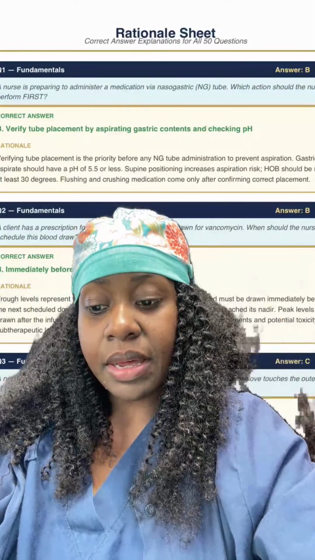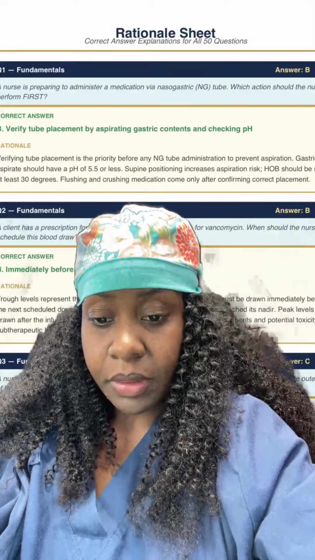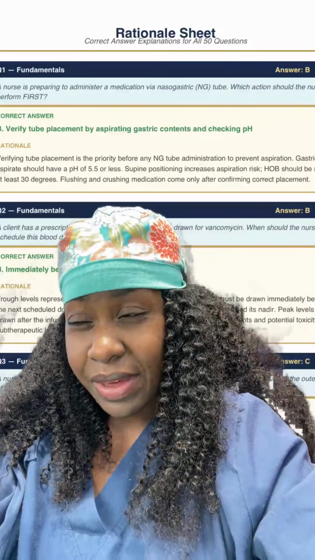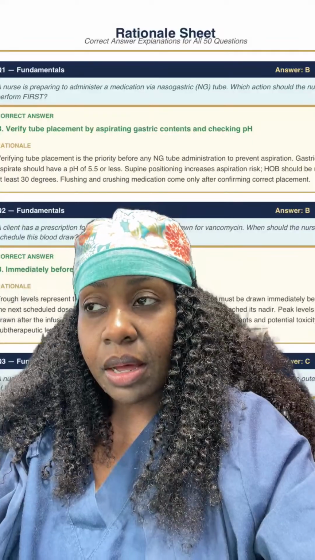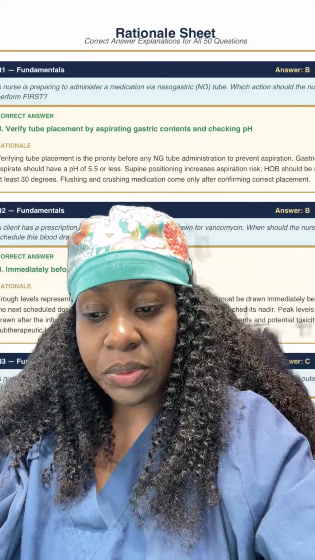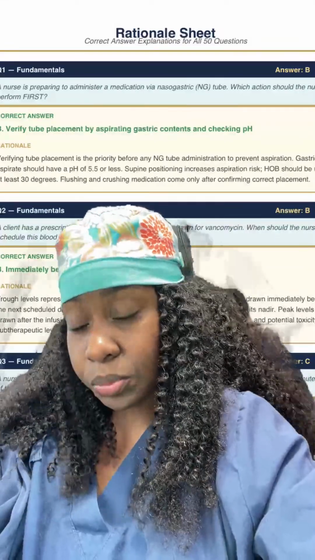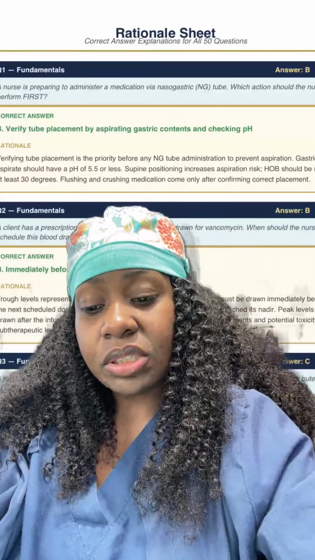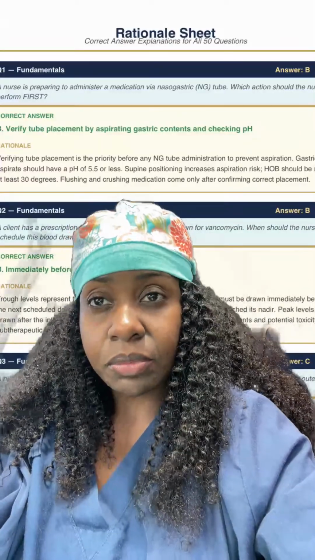The gastric aspirate should have a pH of 5.5 or less. Now, supine position increases the risk of aspiration, so you wouldn't have the patient in that position. The head of the bed should be raised to at least 30 degrees at all times when you're putting medication down the NG tube. And then flushing and crushing medication come only after you confirm correct placement.